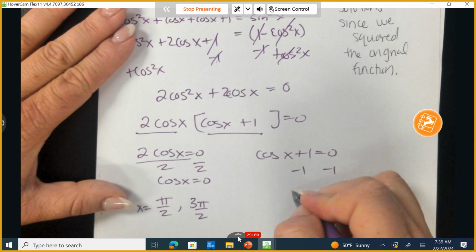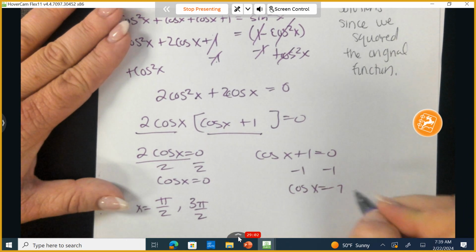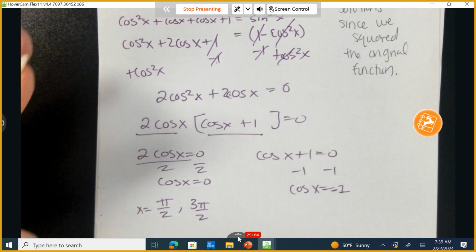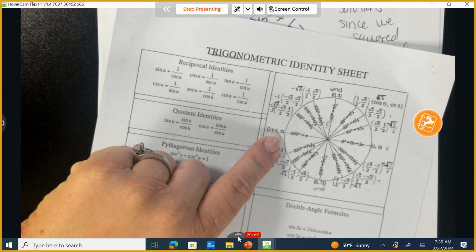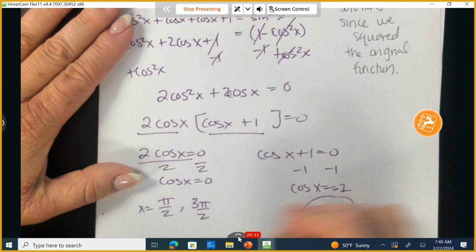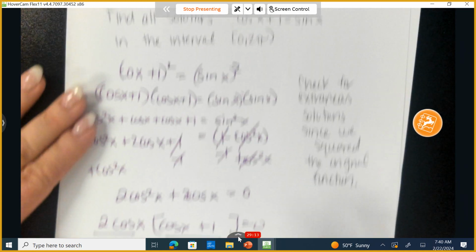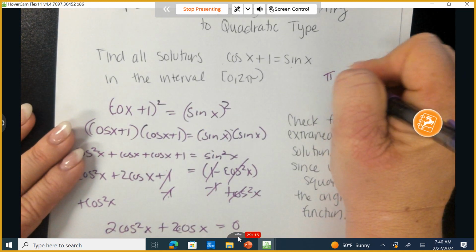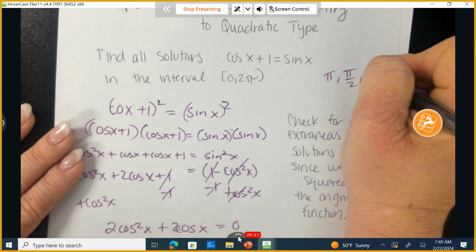Then I'm going to subtract 1. And where is the cosine equal to negative 1? The cosine is equal to negative 1 at pi. Okay, you ready? We're going to go back right now, and I'm going to come up to the very top, and I'm going to write down these answers: pi, pi over 2, and 3 pi over 2.